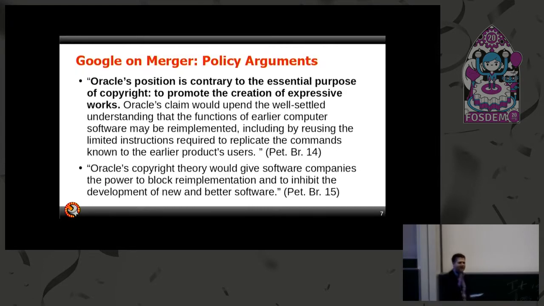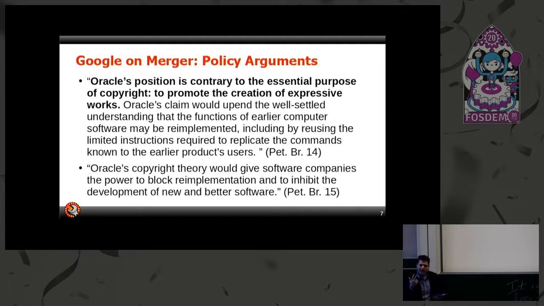The other thing is that they're saying that this really, court, is a great policy. This is something that is enabling people to create new works. This is something that is broadly accepted in the industry, and it is furthering the function of copyright.